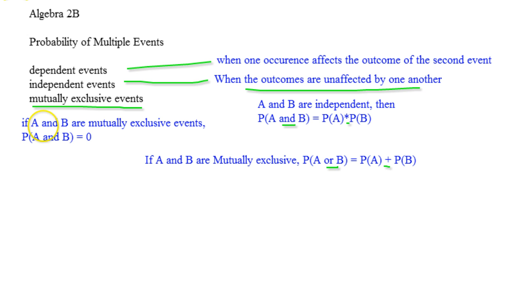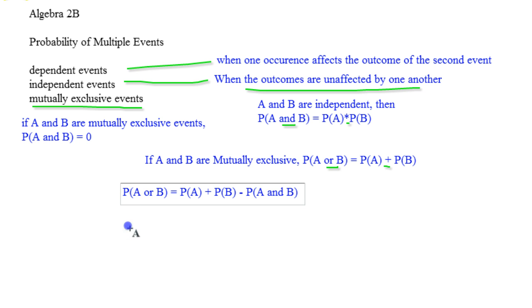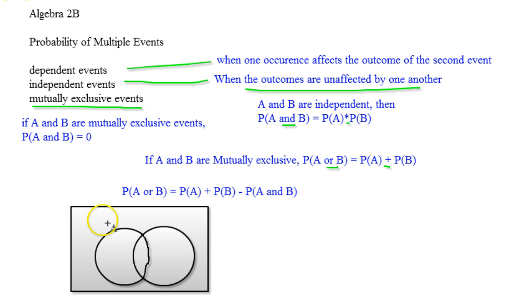Okay, so now if they aren't mutually exclusive, they're just events that happen. The probability of A or B happening is equal to, now this one is a lot like the probability of a mutually exclusive event, except in this one we're going to subtract the inclusion of both. Okay, and I'll explain why we subtract in a second. And this has a lot to do with Venn diagrams.